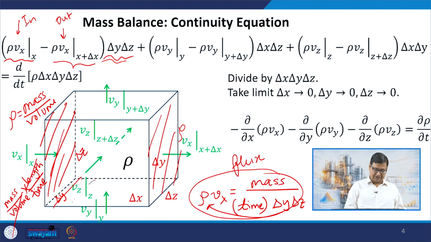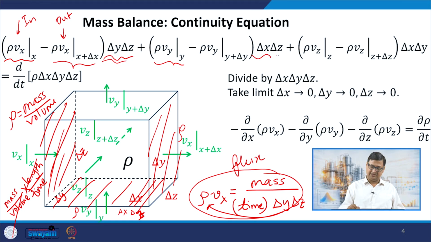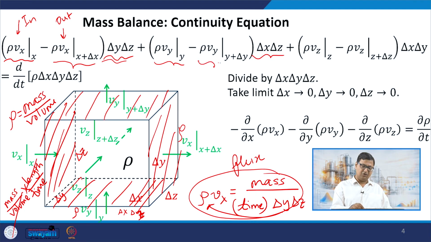For example, again for this phase, the area of this phase is going to be something like delta x into delta z, and the flux now is rho into Vy. So, rho Vy at y multiplied with delta x, delta z gives me the mass per unit time entering the phase at y. And similarly, at y plus delta y, we have rho Vy at y plus delta y becomes the flux multiplied with delta x, delta z, which is the mass per unit time going out in the y direction.